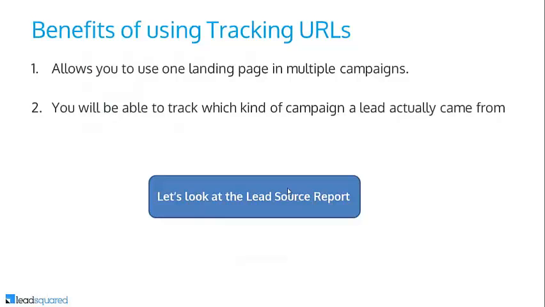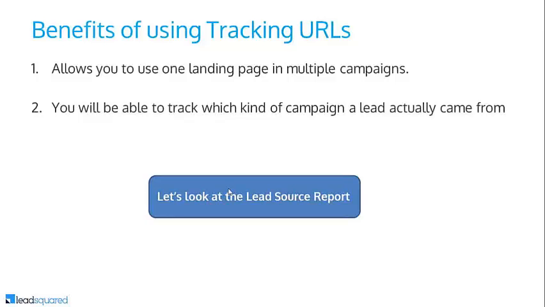You'll get a tracking URL. Similarly, if you want to create one for West, follow the same procedure. Instead of South, put West and you're good to go. You'll get two tracking URLs. Now, benefits of using tracking URLs, once again, it allows you to use one landing page in multiple campaigns, and you will be able to track exactly which kind of campaigns the lead came from, right?